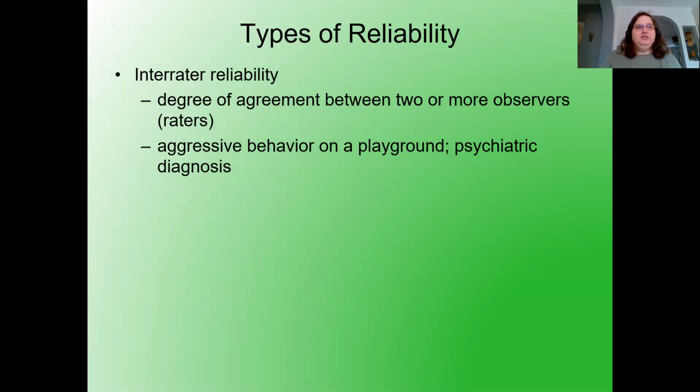Okay, so that's pretty much the different kinds of reliability you can use and some examples of where you might use each one.